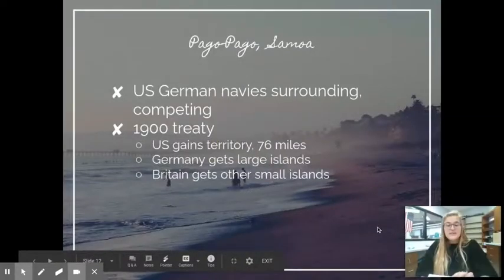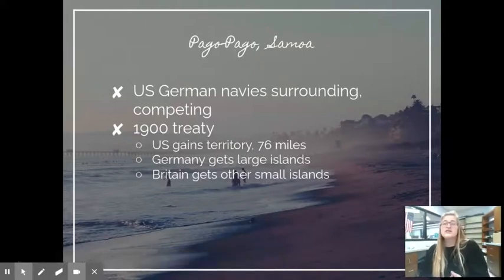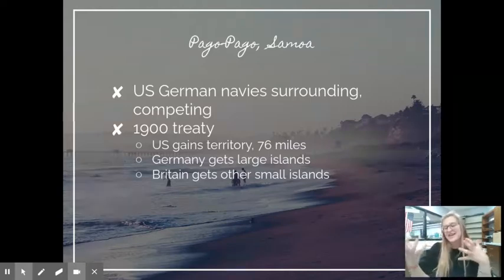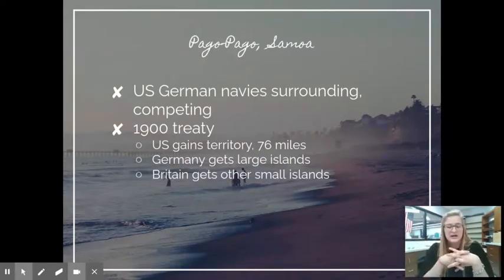So in this area in Samoa, which is now called American Samoa, because guess what? We take it. The U.S. and German navies are surrounding this area, competing for it. They nearly engage each other. They're trying to win this area in 1889. But Germany did not want to provoke the United States because the United States was building its navy and becoming a pretty large naval power. So they resolve it in a 1900 treaty that basically says America gains this many square miles of Samoa, and it will be renamed American Samoa, including the Pago Pago Bay.